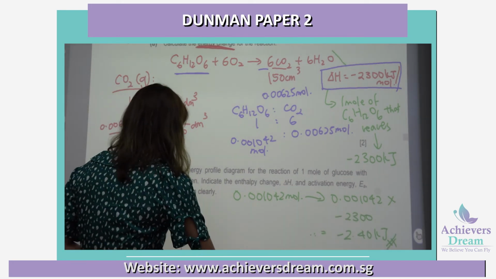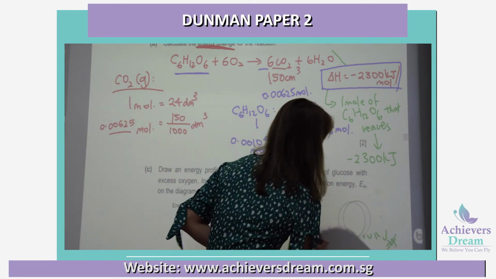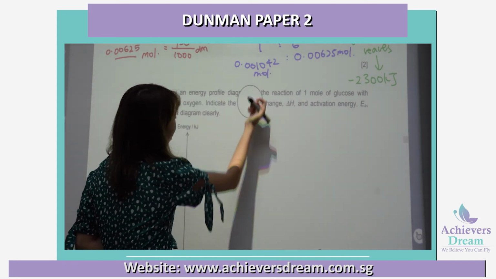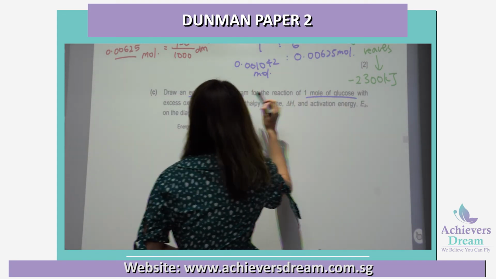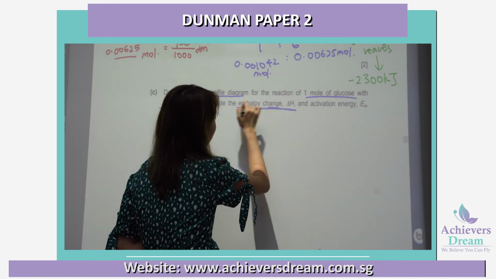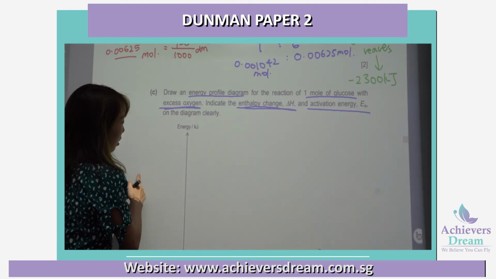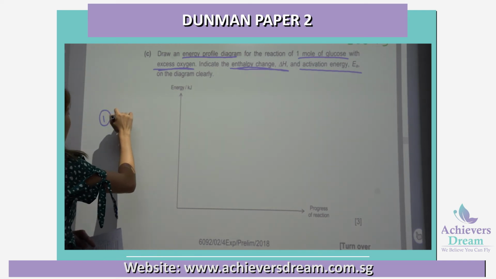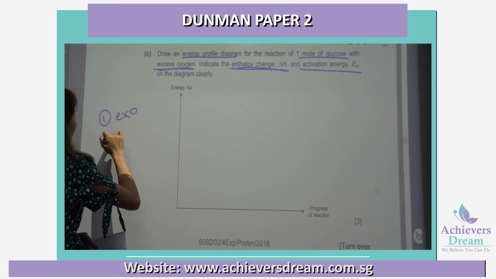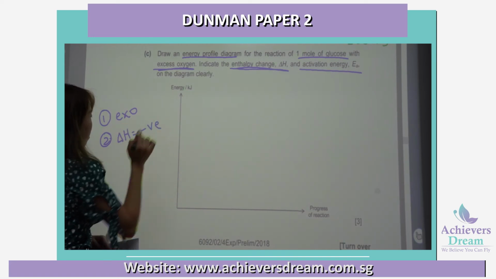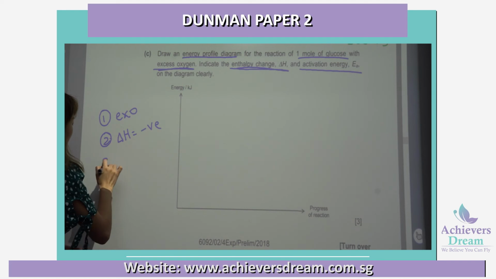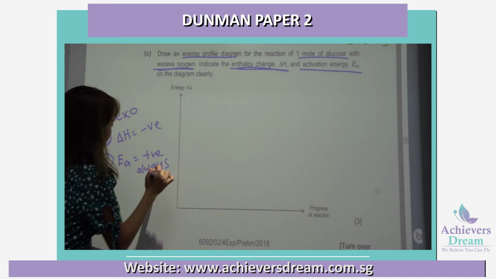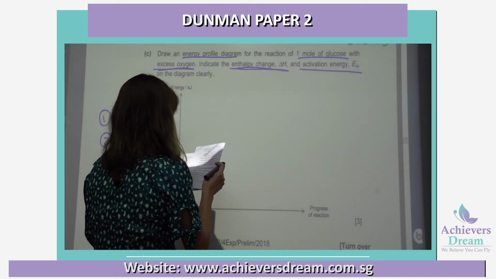Okay? So next, part C. Draw an energy profile diagram for the reaction of 1 mole of glucose with excess oxygen. Indicate the enthalpy change and also the activation energy on the diagram clearly. So this is your typical energy profile diagram. First we know that this is an exothermic reaction, so it means that your enthalpy change is negative, correct? Another thing to take note is your activation energy. It will always be positive. Okay? So now let's draw.